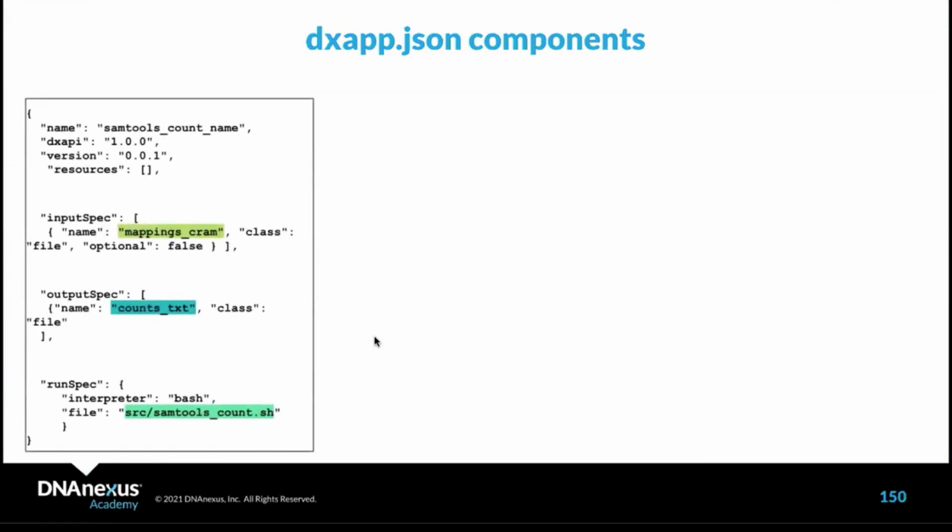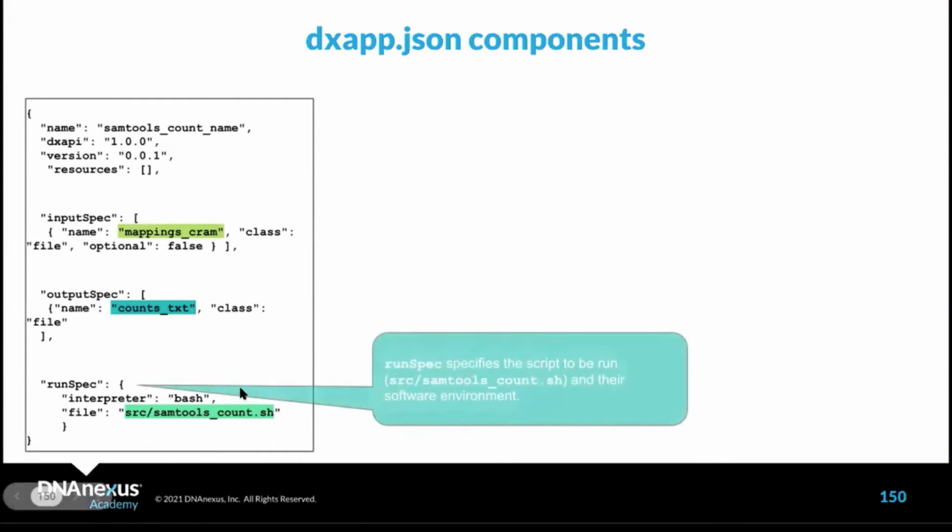So Anastasia hopefully talked a little bit about the DX app JSON components, but we're going to be focusing mostly on this run spec portion of the dxapp.json.